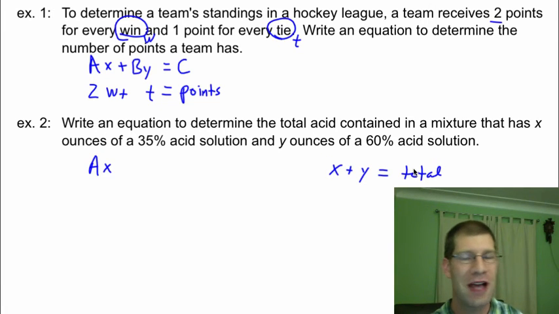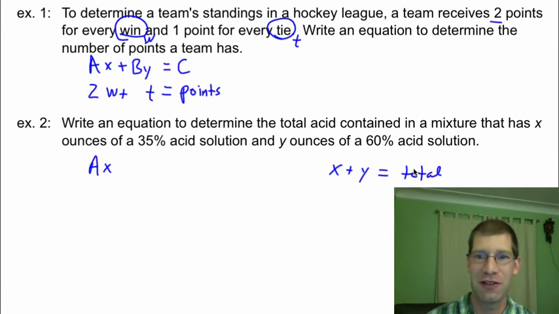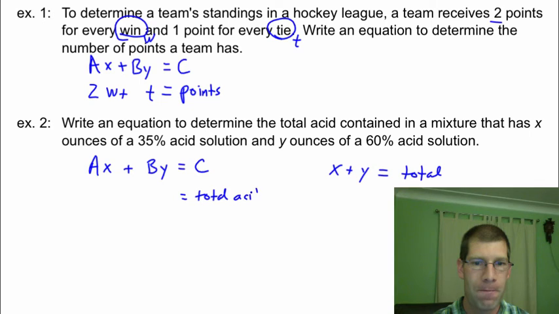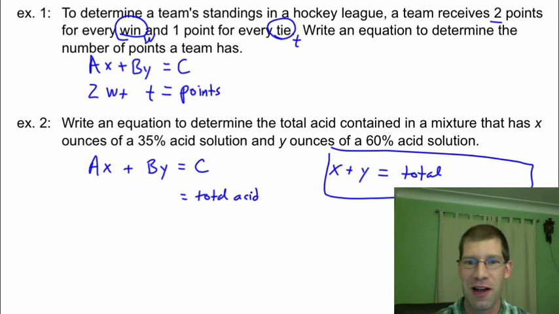And that's true. X plus Y gives you how many ounces it is of the mixture you have, but not all those ounces are acid, because the acid is diluted. It's not pure. So if we go back to our AX plus BY equals C, well, C is going to be the total acid. Maybe I should over here finish this one off and say, all right, X plus Y equals total ounces. You'll see something like that in the homework.